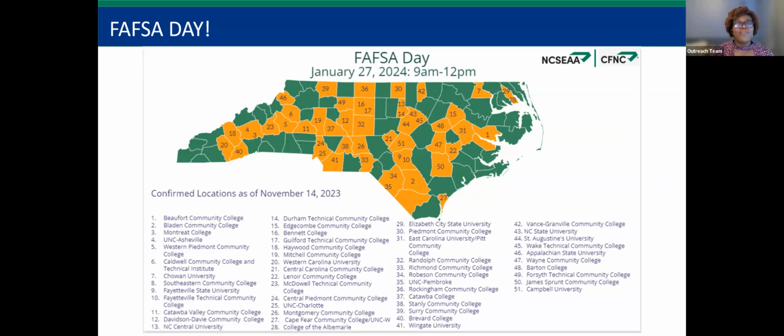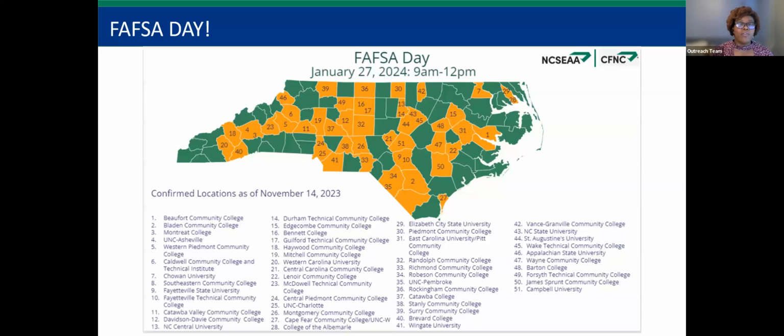So FAFSA Day is an event where students can go to a participating college or university on a set day and time. Again, this cycle it is going to be January 27th from 9 a.m. to 12 p.m. And they can get one-on-one or small group help with their FAFSA, get that help from trained financial aid counselors who work at the university.